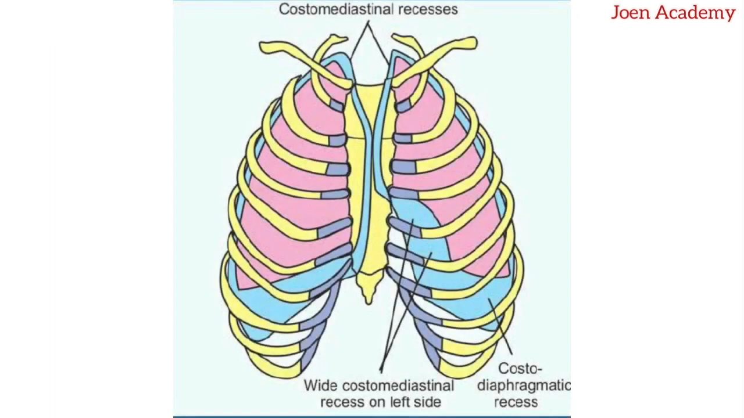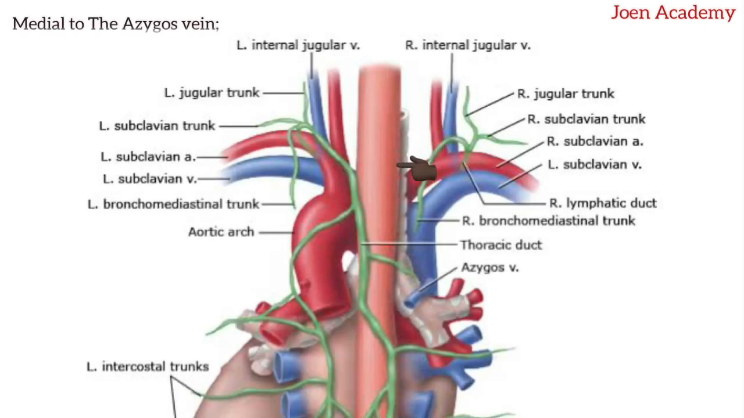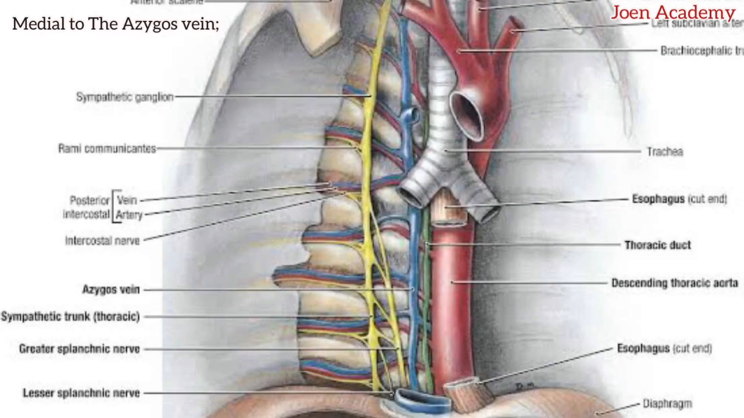In the posterior thorax, the azygos vein is located posterior to the recess of the right pleural sac and the esophagus. On the medial side of the azygos vein, the following structures can be seen. The first is the thoracic duct, the largest artery of the body, which is called the aorta, the esophagus, the trachea, and the right vagus nerve.